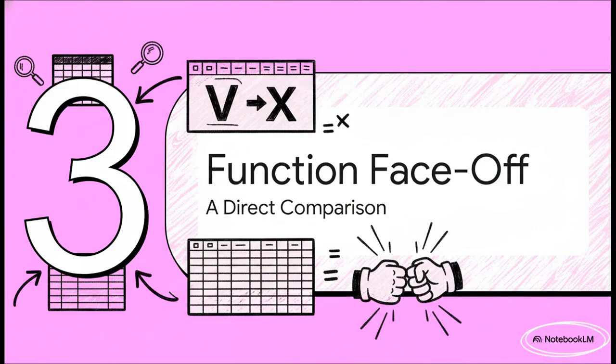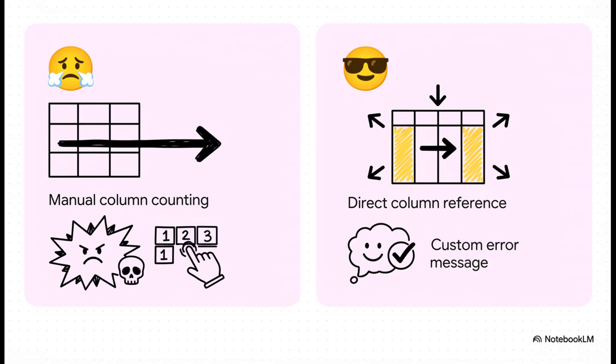Okay, so we've met our two contenders. Now it's time to put them side by side. This is the ultimate function face-off, and this is where it all becomes crystal clear. Man, the difference is night and day, isn't it? In one corner, you have VLOOKUP, stuck looking to the right, making you count columns by hand and then yelling at you with a generic error. And in the other corner, you have XLOOKUP: looks anywhere you want, uses a stable, direct reference that doesn't break, and has a built-in friendly error message. In every single round, it's a total knockout.